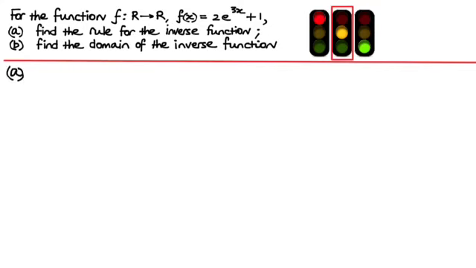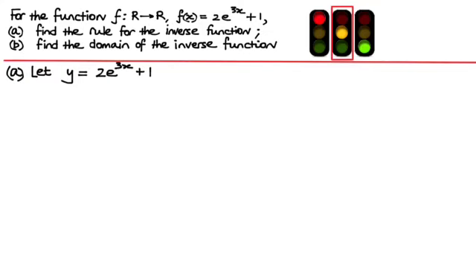Well, the first thing I do is I drop the f notation here and I just call the function y equals, because I want to have a simple way of swapping x and y to get my inverse function. So that's what I do first. So I say let y equal 2e to the 3x plus 1. A logical statement to make, but many students don't make it.